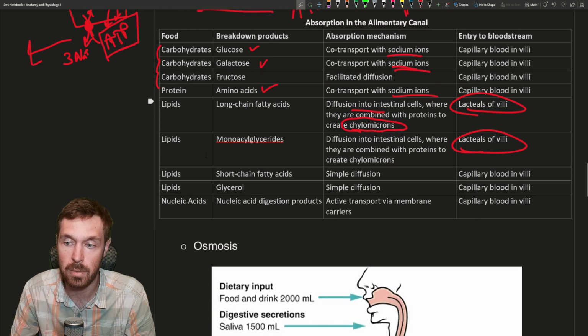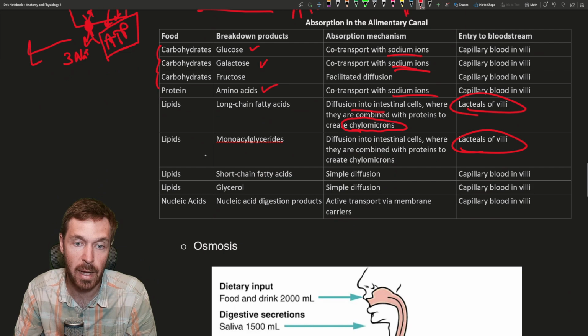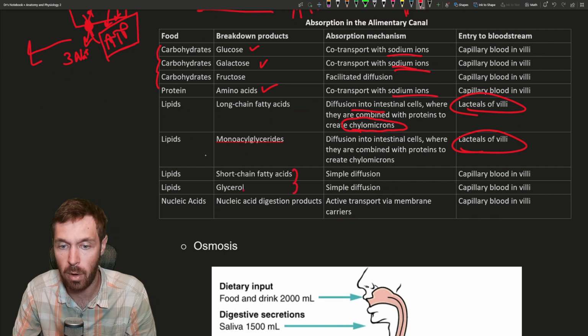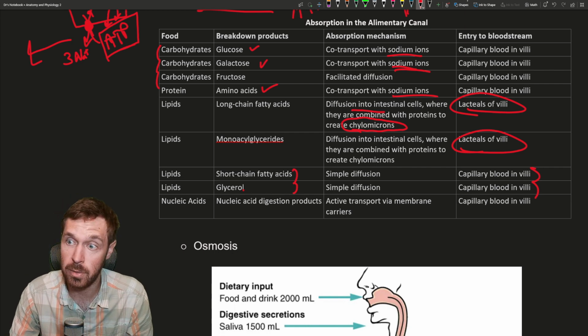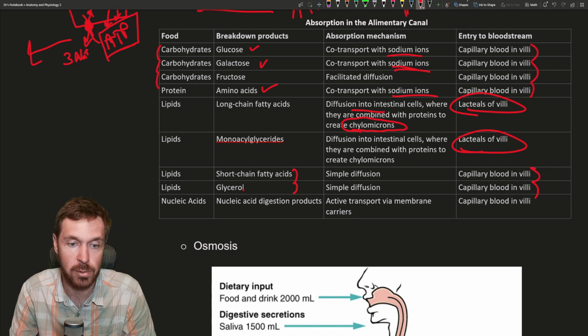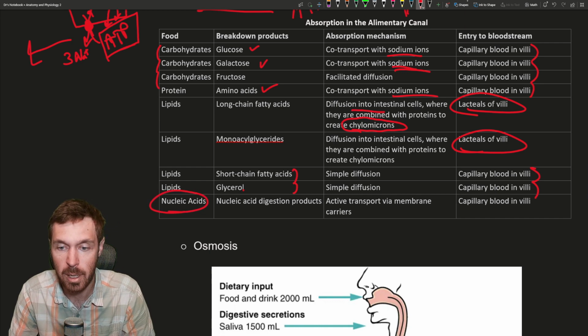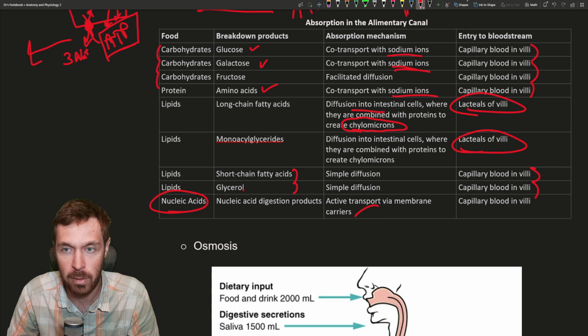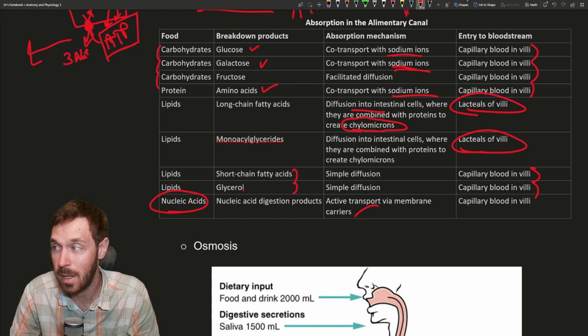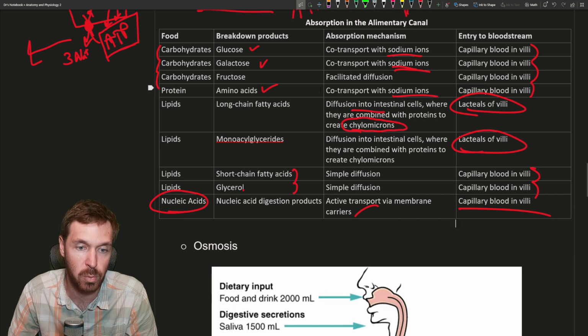And then also there are some short chain fatty acids and glycerol. Don't worry about all these ones too much, but some of these can go into the capillary blood and be absorbed in there. So the rest of these all do get absorbed into the blood as well. And then nucleic acids, which of course we didn't talk about much, that's also active transport, but it varies depending on which nucleic acid we're talking about, and that goes into the blood as well.